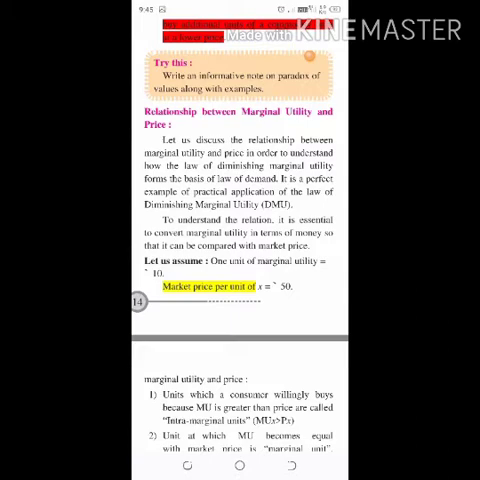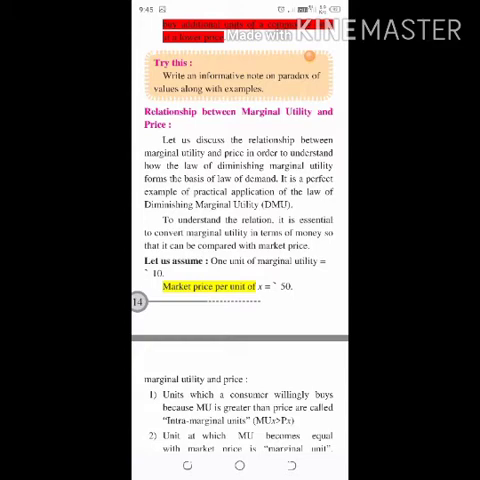Hello everybody. We have come up with the relationship between the marginal utility and price. As in the last video, Sandesh sir has already told you about and explained the law of diminishing marginal utility, that is the law of DMU. Let us discuss the relationship between the marginal utility and price in order to understand how the law of diminishing marginal utility forms the basis of the law of demand.